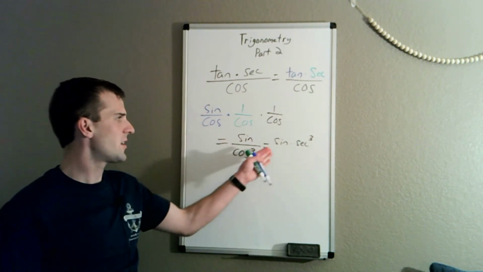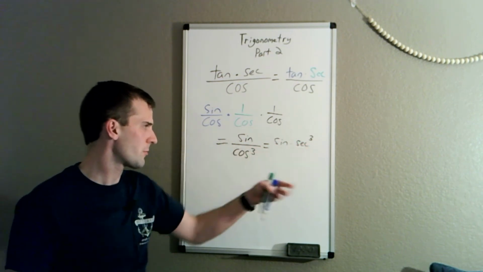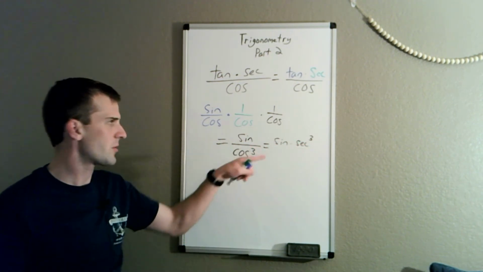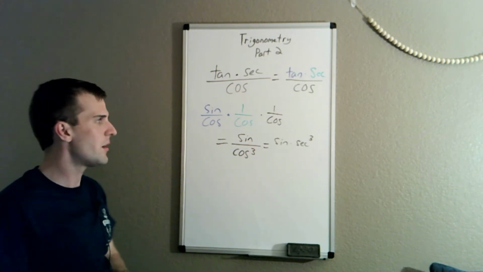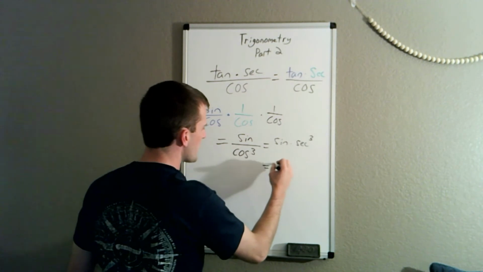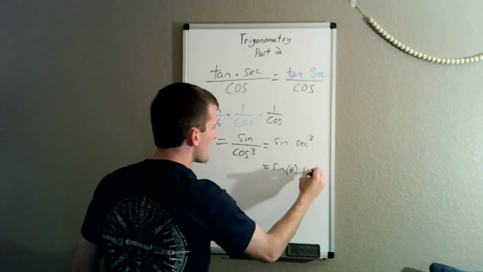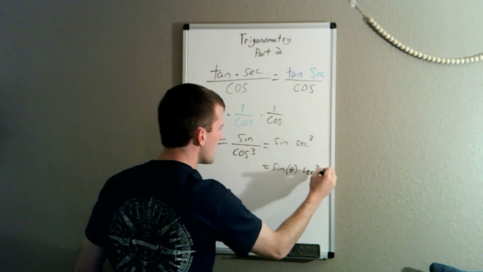And again, this is sine of an angle, we normally call it theta, and secant cubed of an angle, we normally call it theta. I'm just not writing the thetas here because it's implied, but if I wanted this to actually be a final answer, I would say sine of theta times secant cubed of theta.